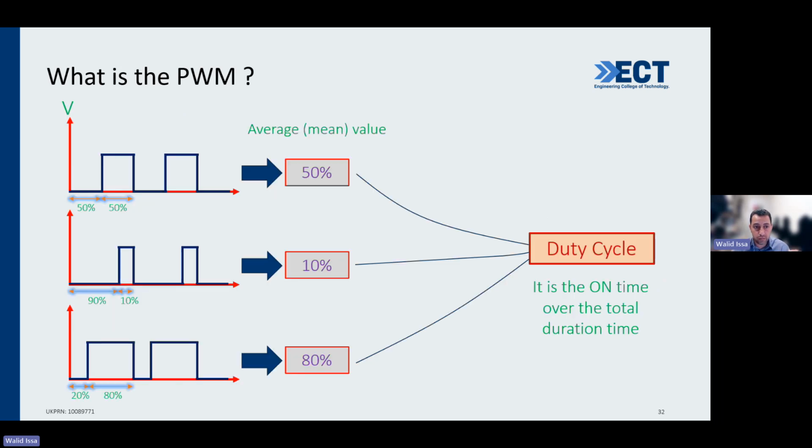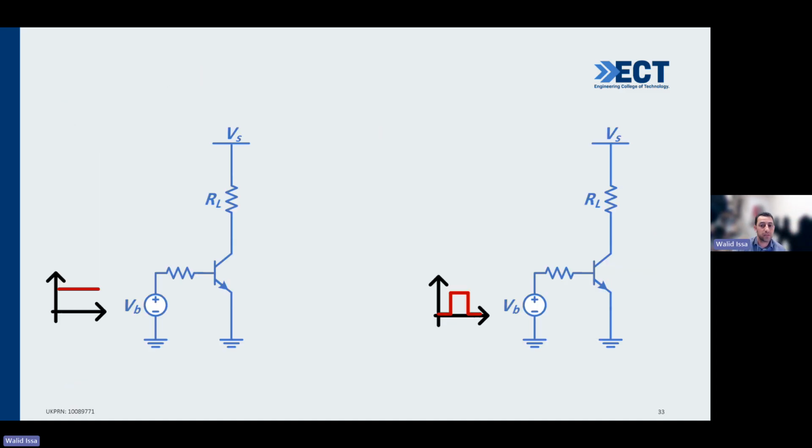So the duty cycle is what? It is the turn on time as a portion of the total time. Turn on time is 50%. Turn on time is 10%. Turn on time is 80%. So that's the duty cycle. And by changing the turn on time, you can deliver higher or lower voltage to your load with no pain. But what about the losses? That's the second question.